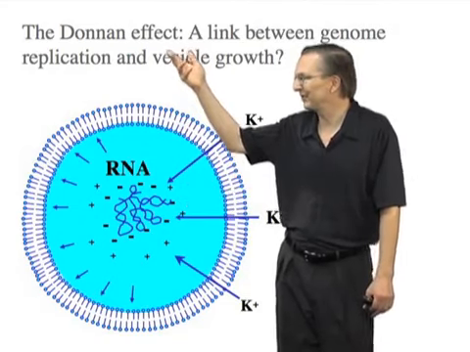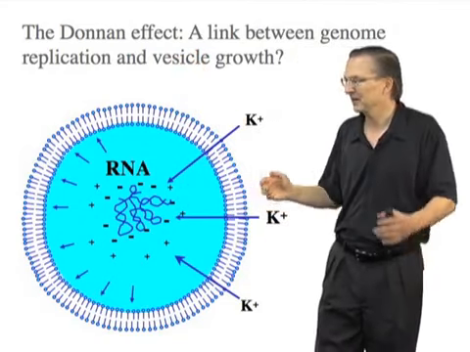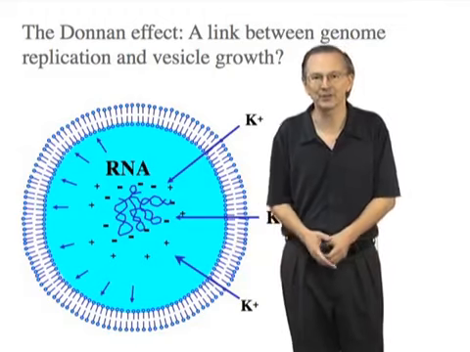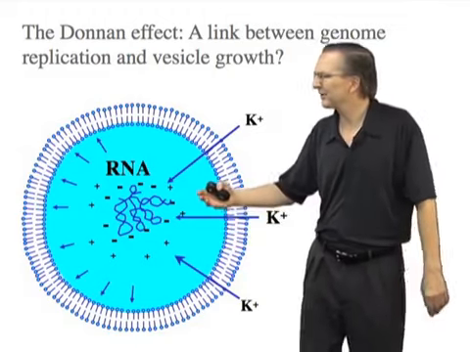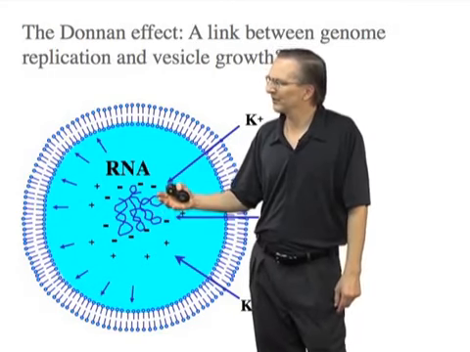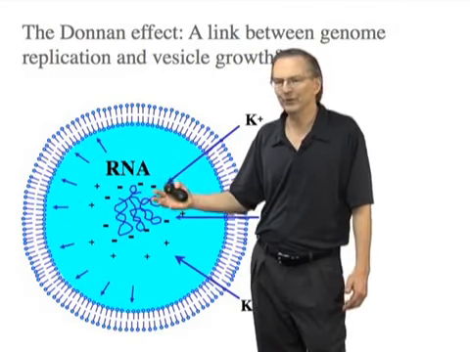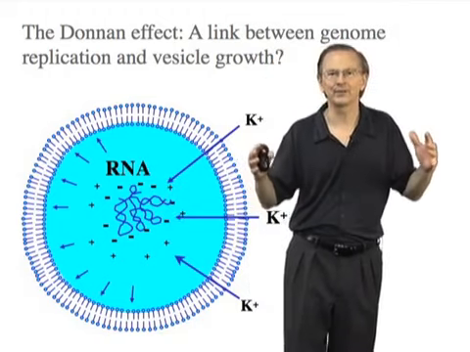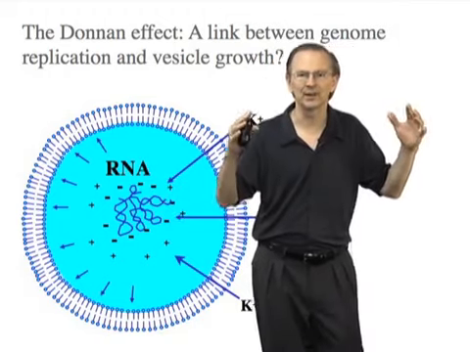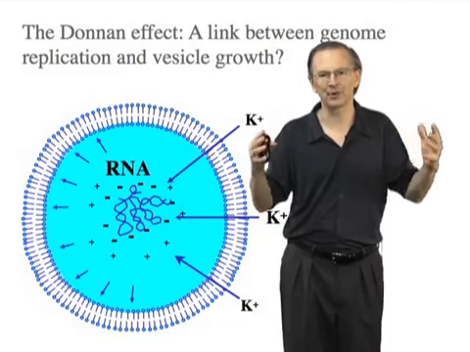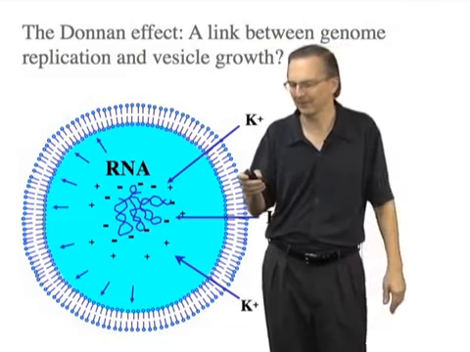And so this is the classical Donnan effect. These ions contribute to an internal osmotic pressure. And we thought that as a result of this physical phenomenon, this physical effect, vesicles that had more RNA inside them should have a higher osmotic pressure, and maybe that could actually drive growth competitively.